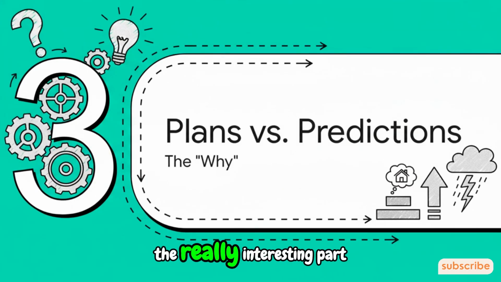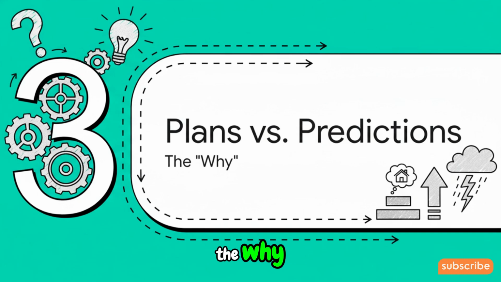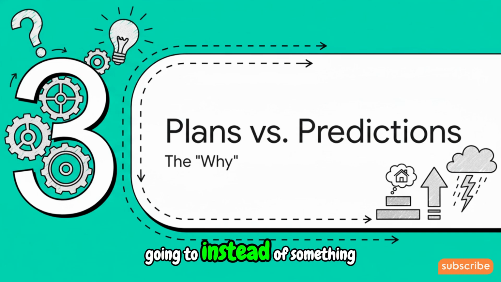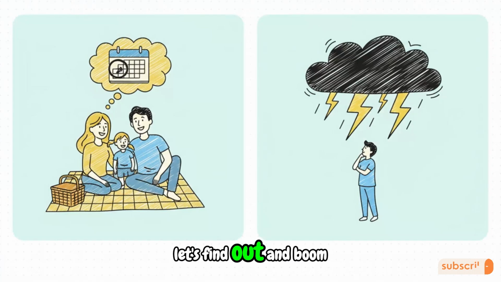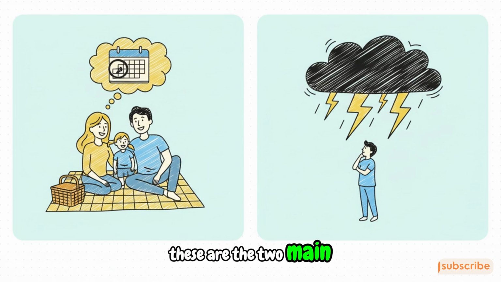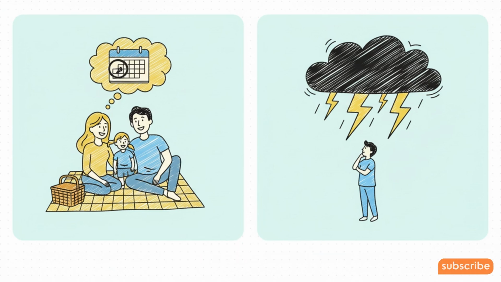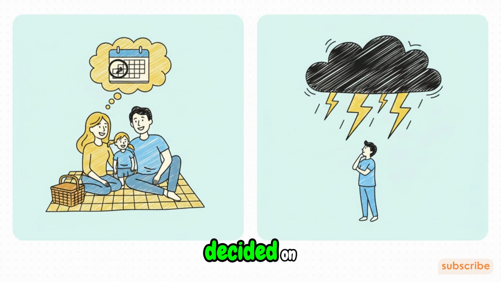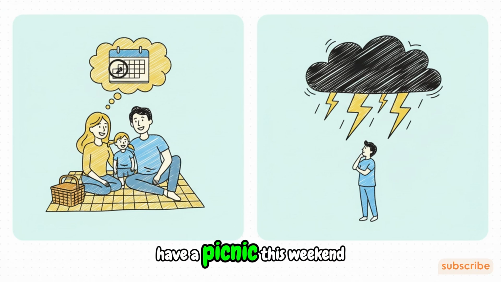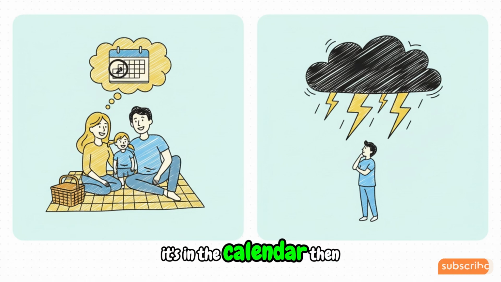All right, so we've totally nailed the how. But now we get to the really interesting part, the why. Why do we choose be going to instead of something else? Let's find out. And boom, this slide shows it all perfectly. These are the 2 main reasons you'll use be going to. Over on the left, you've got future plans. These are things you've already decided on, like we are going to have a picnic this weekend. Bam, it's in the calendar.